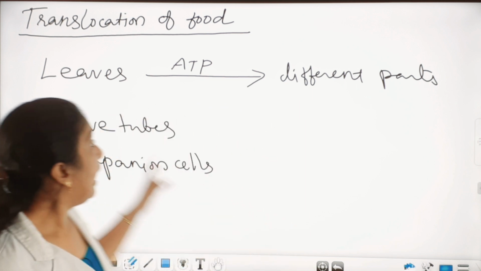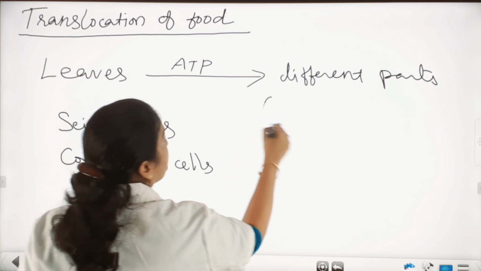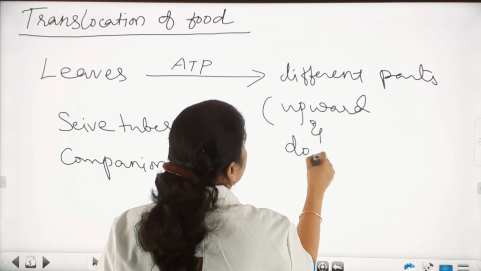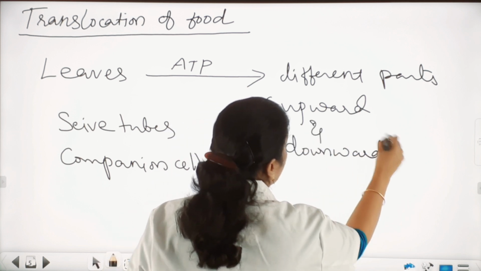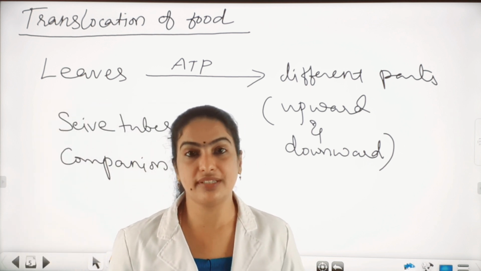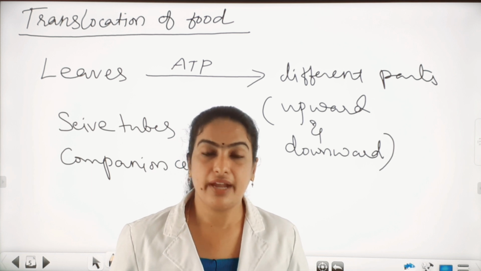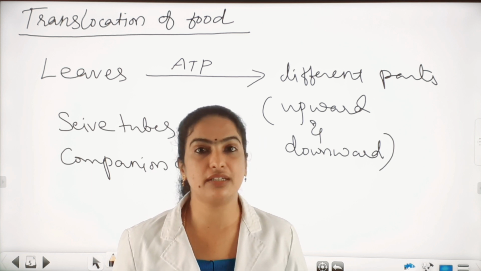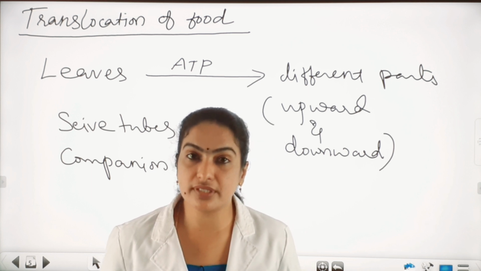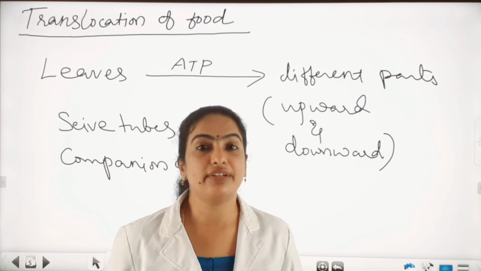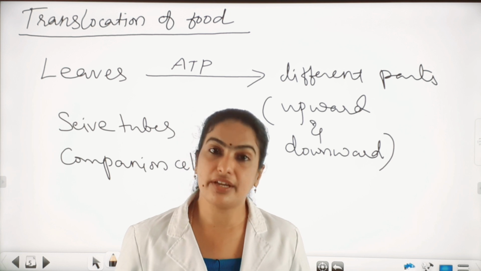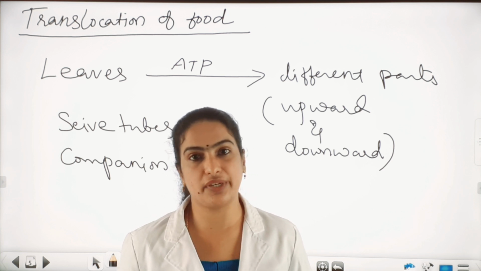Is it clear? And here both upward and downward translocation occur. Then only the root also gets the food materials from the leaves. Is it clear about the translocation and transportation of water and minerals? The transportation of water and minerals is called conduction, and they are utilizing only physical force, and the transportation of food materials is known as translocation, and they are utilizing energy for translocation.